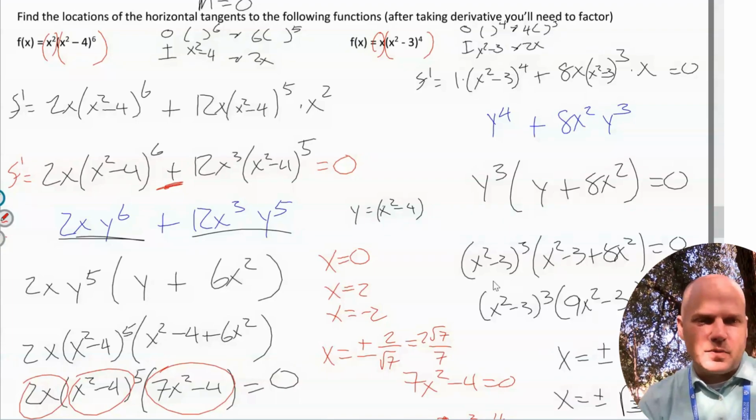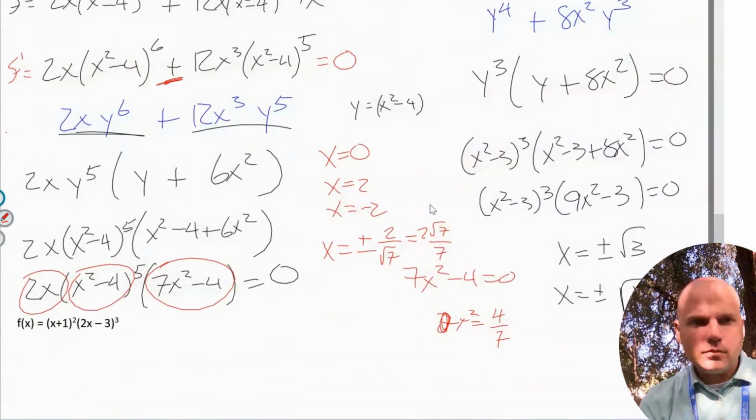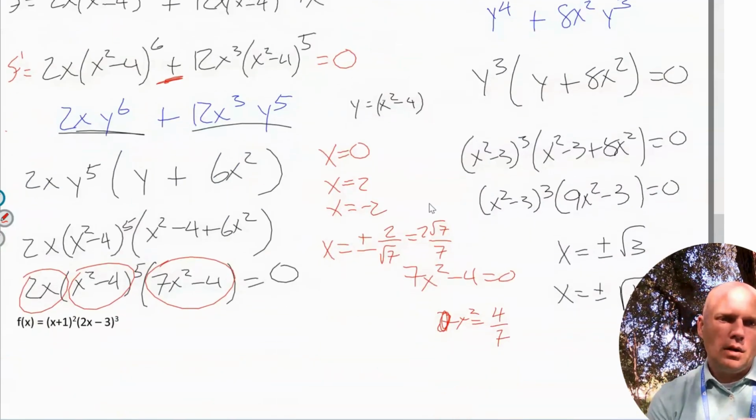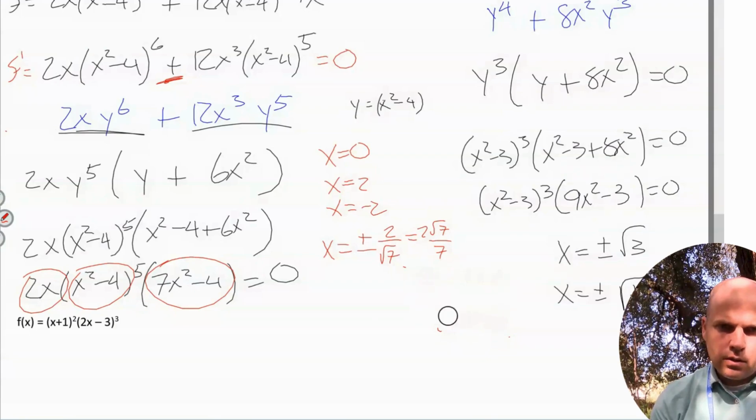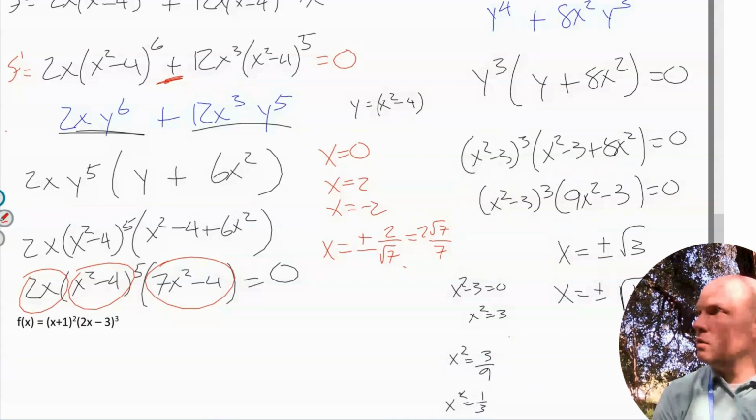Plus or minus root 3, plus or minus root 1/3. Yeah, root 1/3, which is root 3 over 3.